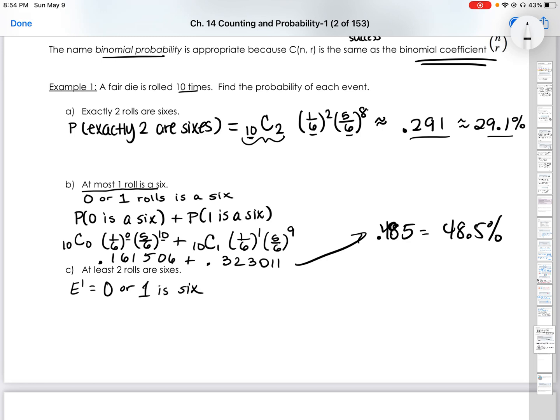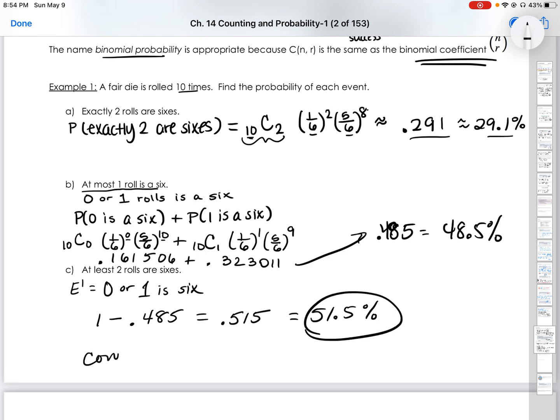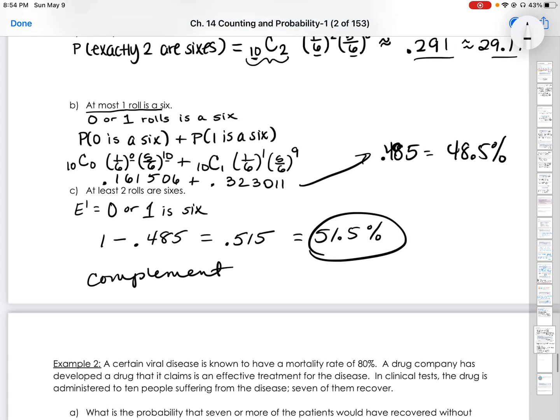And we actually already know what that is. So we're going to do 100% minus, or 1 minus, the decimal form is fine. So that's going to give us about 0.515, or 51.5%. And we're just using our complement here. Okay.